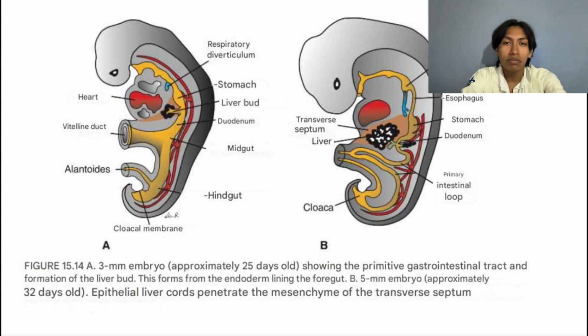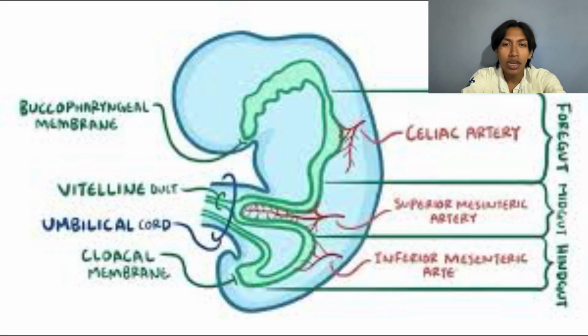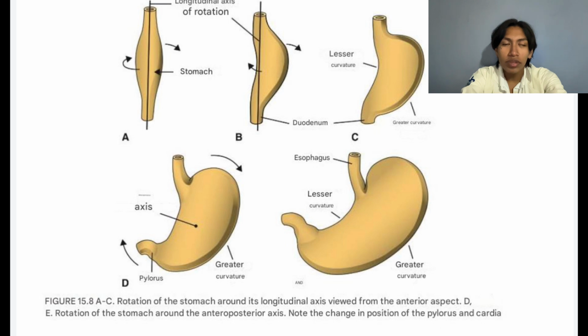First, division of the gut tube. The primitive gut tube is divided into three main regions. One, foregut, from the pharynx to the duodenum. Two, midgut, from the duodenum to the proximal two thirds of the transverse colon. And three, hindgut, from the distal third of the transverse colon to the anal canal.